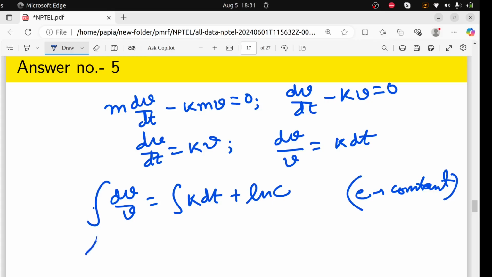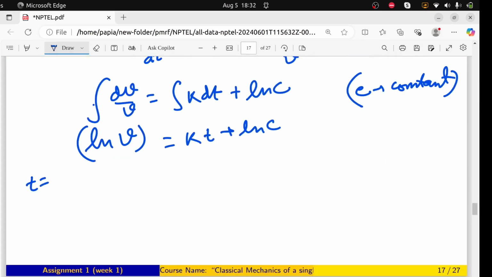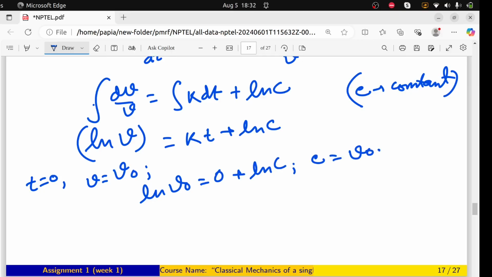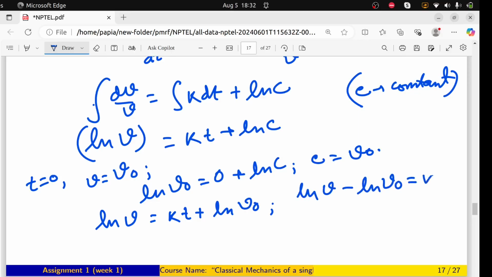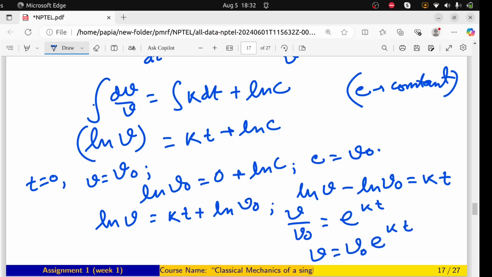Okay. Now this is ln v, and this is k into t plus ln c. At t equals 0, let's say our v is v0, any constant. So ln v0 equals 0 plus ln c, so I can write c equals v0. So ln v equals k into t plus ln v0. You can see ln v minus ln v0 equals k into t, and v by v0 equals e to the power k into t, so v equals v0 e to the power k into t.